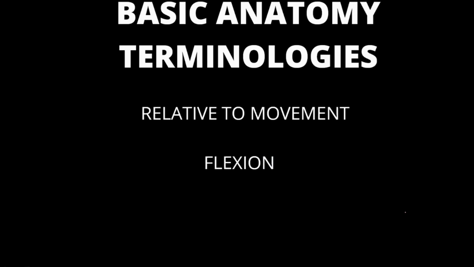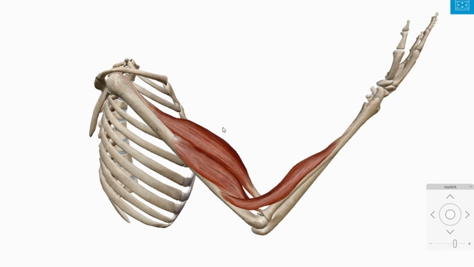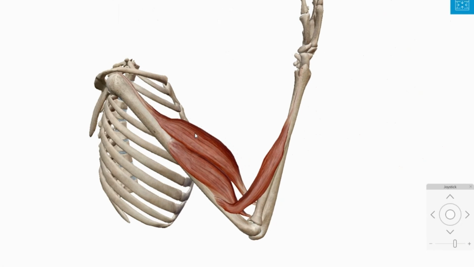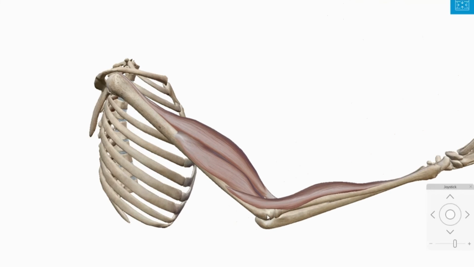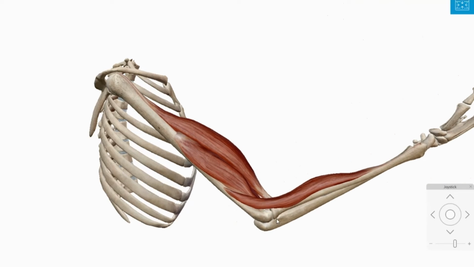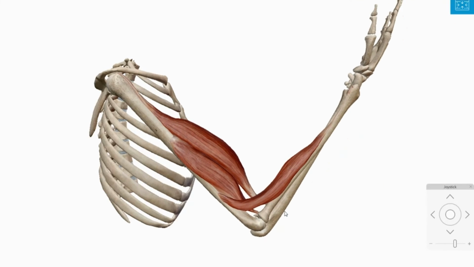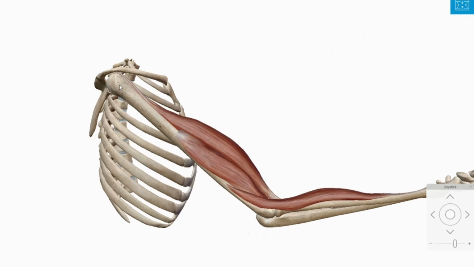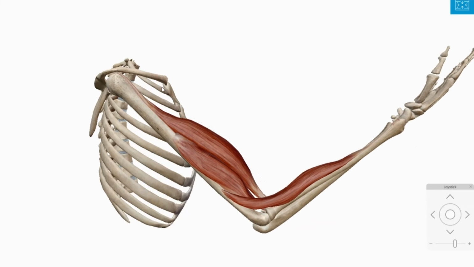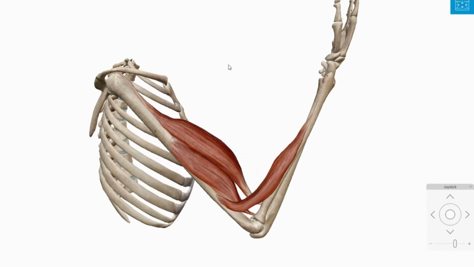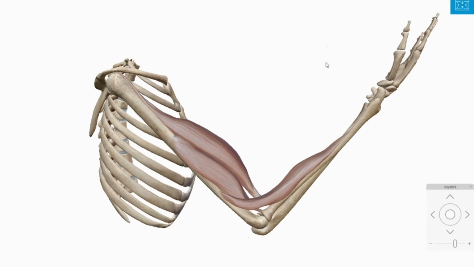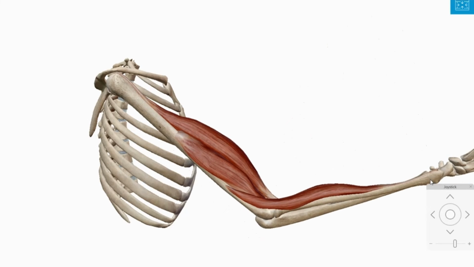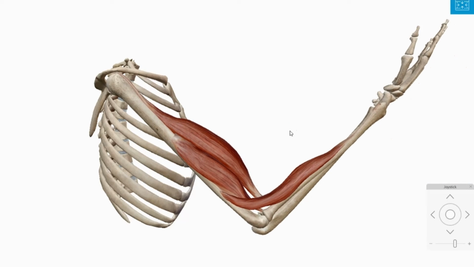movement. We have the flexion and extension. Okay, so this is an example of flexion and extension on the elbow joint. As you can see, during flexion, the hand moves towards the shoulder, and during extension, the hand moves away from the shoulder. So this is extension, and this is your flexion.